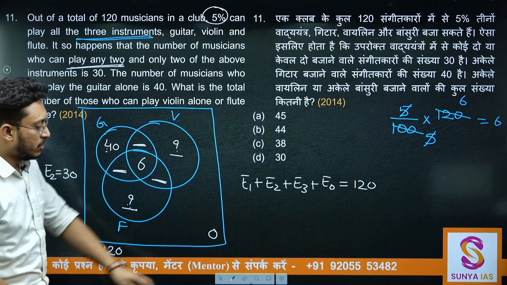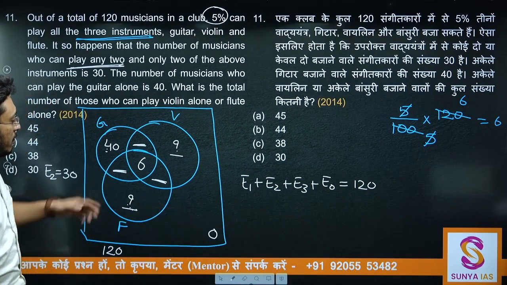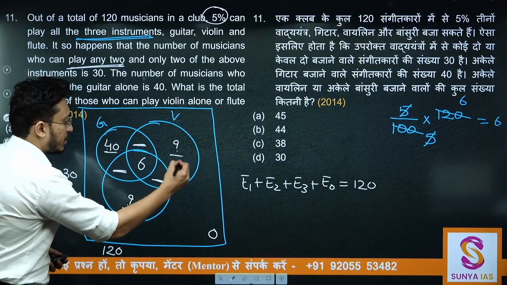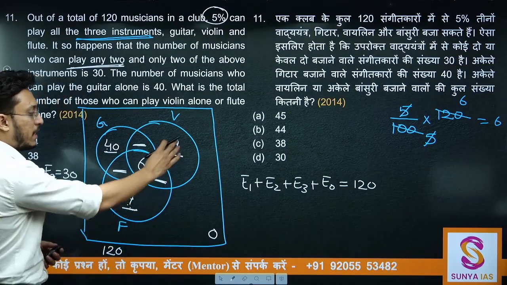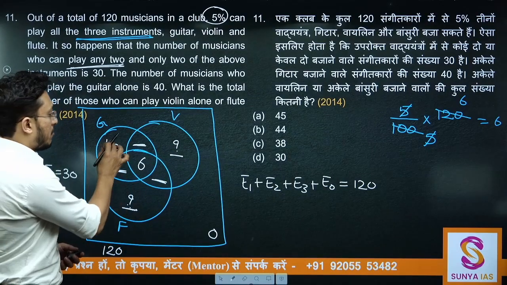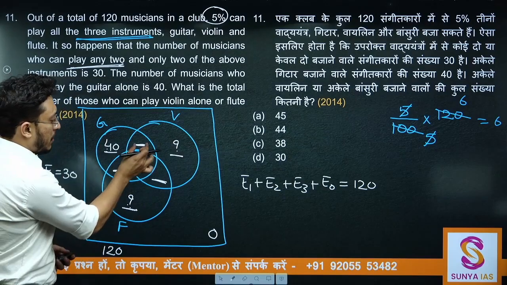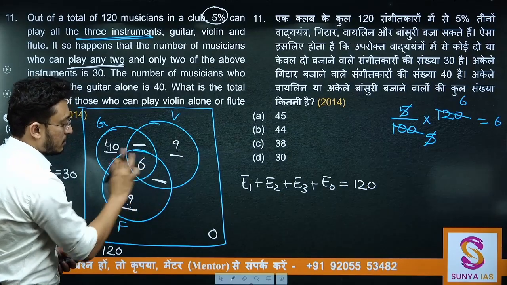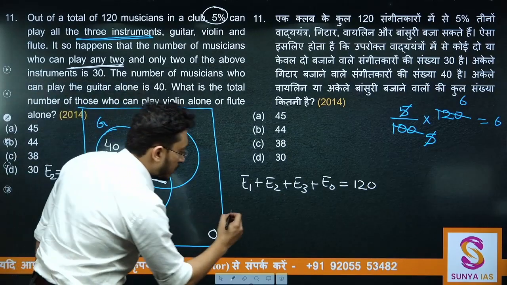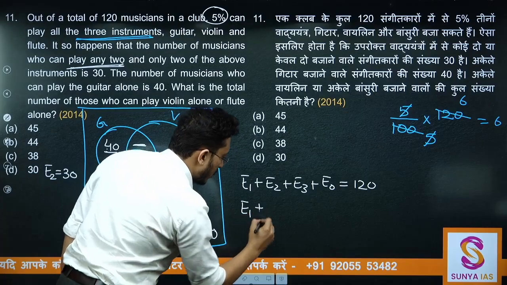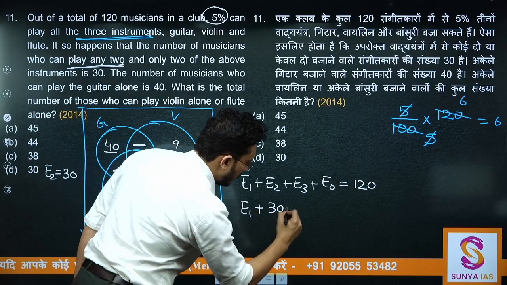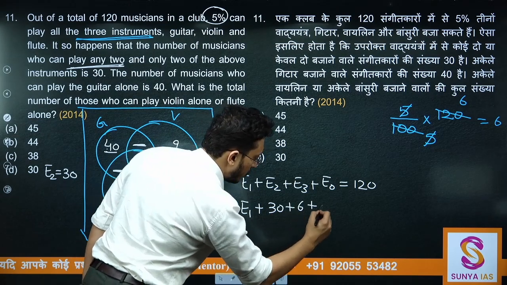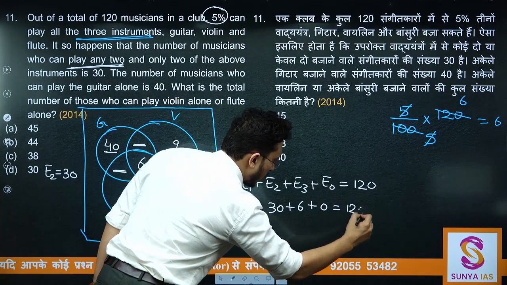What is E0? This is E0. What is E1? E1 is this 40 plus question mark plus question mark. We are supposed to find this question mark only. Combined, I am calling them question mark. Combined, these three are E1. Combined, these three are E2, and this is E3. So let's write E1 as it is. E2 is given to you as 30. E3 is given to you as 6. E0 is 0, and this is 120.